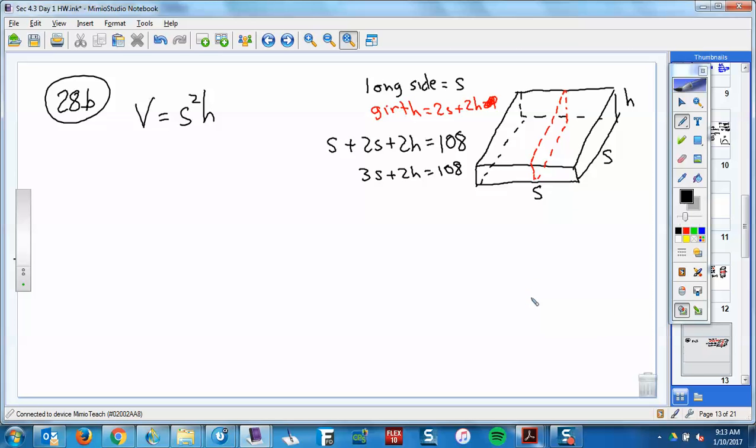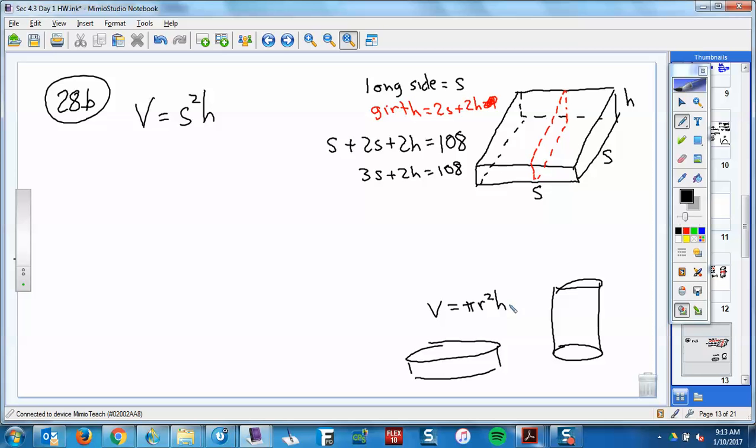Now, 28C does the same thing except with cylinders. So you have a tall cylinder or you have a really short, fat cylinder, right? And what's the volume of a cylinder? Pi r squared times h, right? So you're going to have h here and you're going to have r here. So either h is going to be the long side or the diameter 2r will be the long side. You'll do your girth from there. So that's 28C, and it has those two parts.